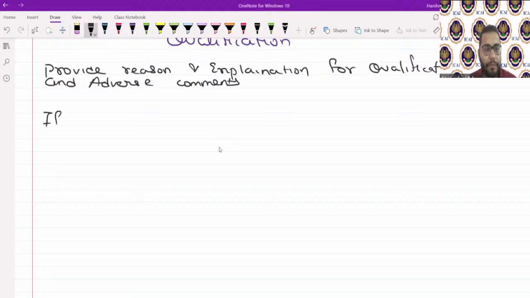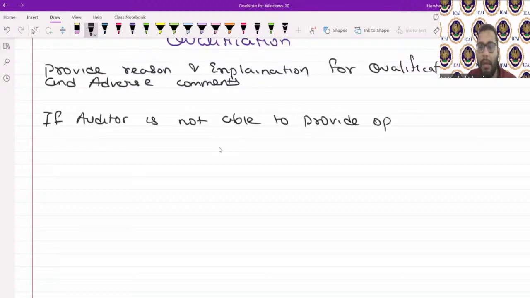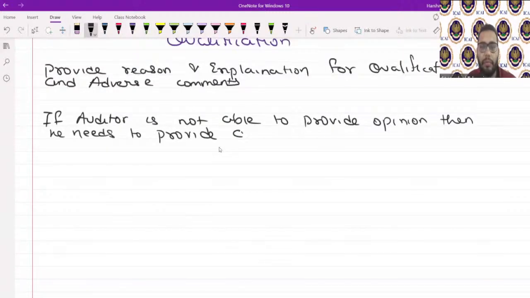So if the auditor is not able to provide an opinion, then he needs to provide an explanation for the same. Okay, so if I'm not able to provide any opinion on any of the clauses, then I need to give the explanation why I'm not able to provide the opinion.